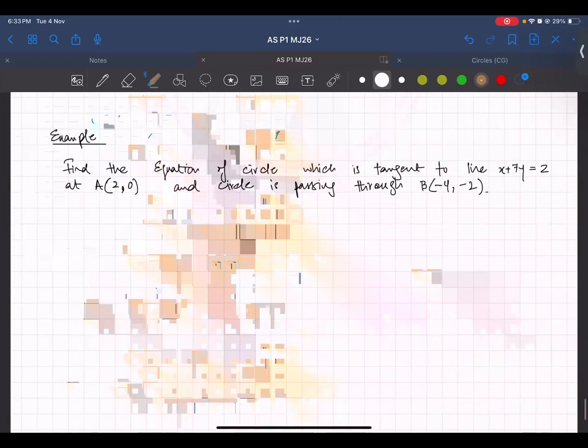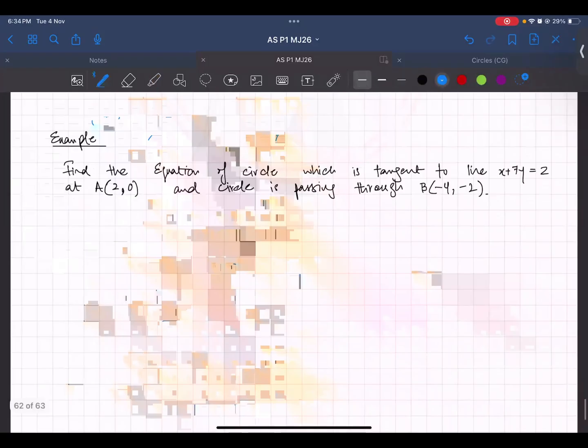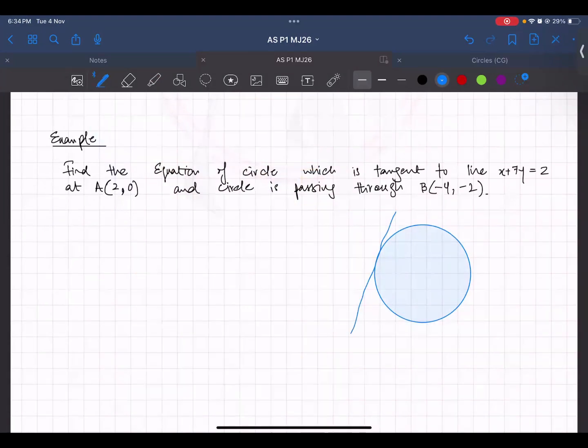Find the equation of the circle which is tangent to the line at A and the circle is passing through another point. So they have given you a circle and a line is tangent. The equation of the line is given to us: x plus 7y is equal to 2. And the point of tangency is given to us, A, which is 2 comma 0.